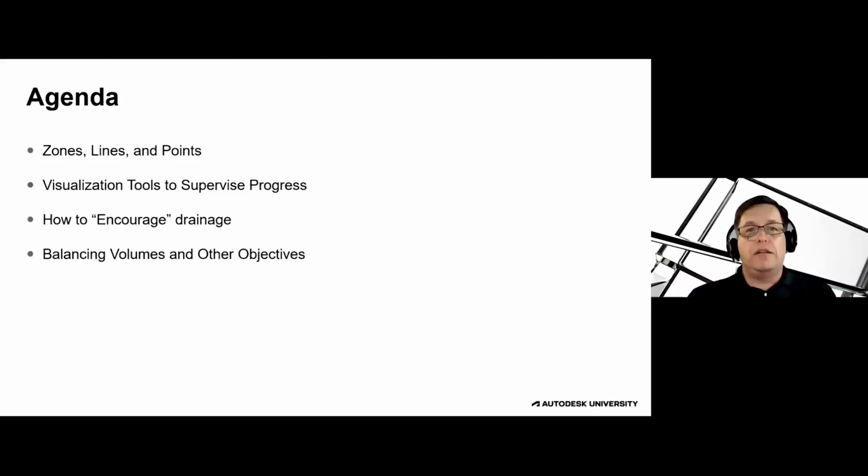So a little bit on the agenda here today, we're going to be looking at zones, lines, and points. These are the actual grading objects that we're working with, things that grading optimization is going to use to finish the resulting surfaces. We're also going to look at visualization tools to supervise the progress of the grading optimization. That way you can tell if things are going in the right direction or not, and if you want to stop and back up and fix things.